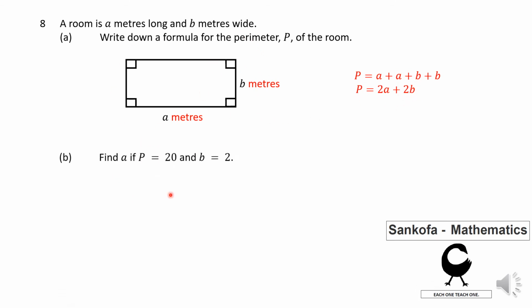Right, so for the next question they probably tell you P is this, B is that, and find A. So when B is 2 and P is 20, what is A? A is equal to 8. So you do the substitution into the formula and then you solve the formula.